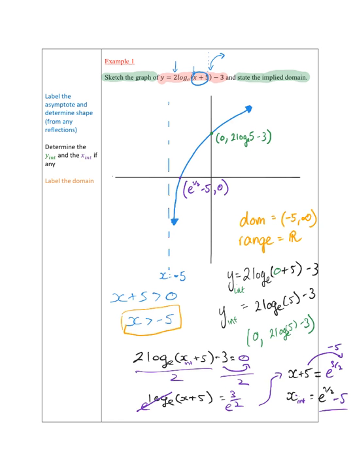Last step might also be to label the graph. So we'll put in here, oops, my bad. If we just get our pen back, y equals 2 log e (x plus 5) minus 3.